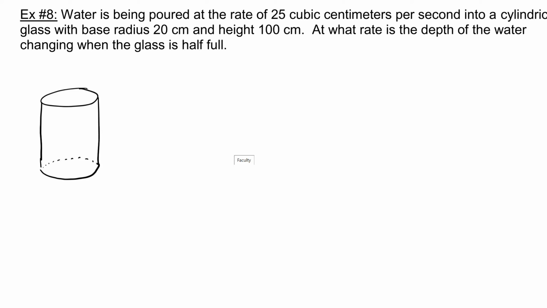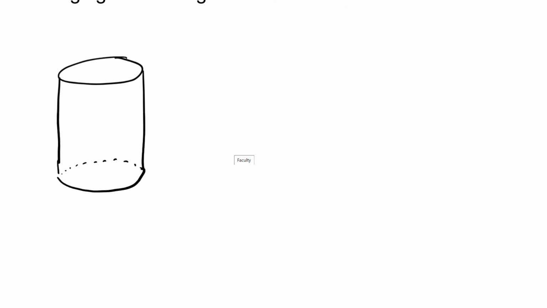Here's my cylinder. It's literally a glass. So, question: are my radius and height going to be changing? No, because it doesn't suddenly get bigger in your hand. Key to these problems is common sense. You've got to ask, what is changing? What's not? So the radius of my glass is 20 centimeters. The height of my glass is 100 centimeters.